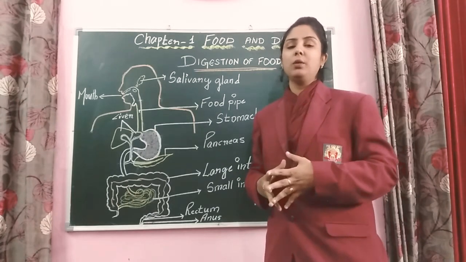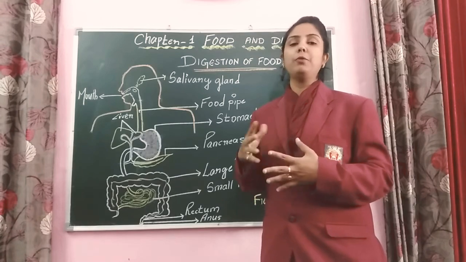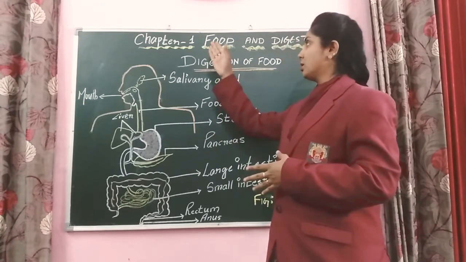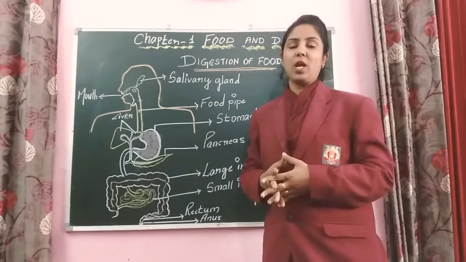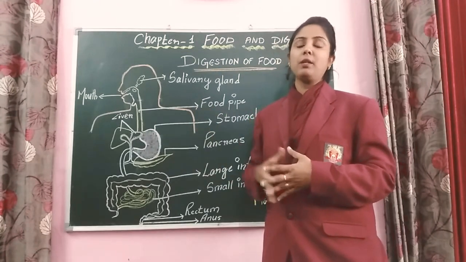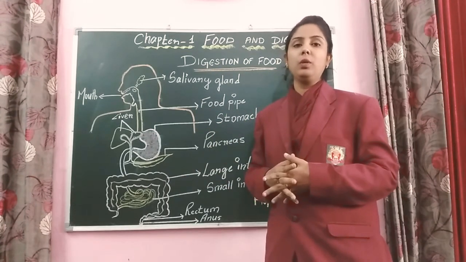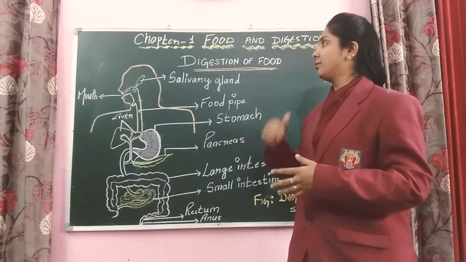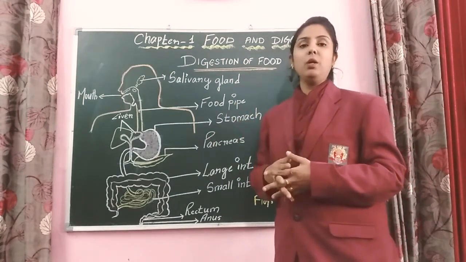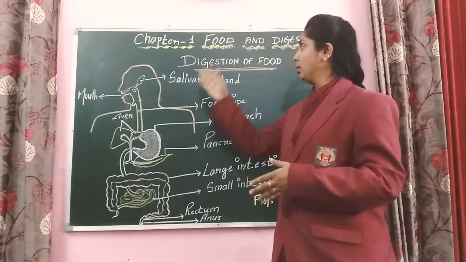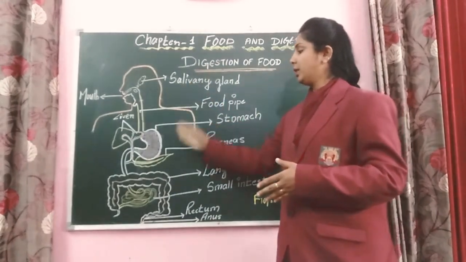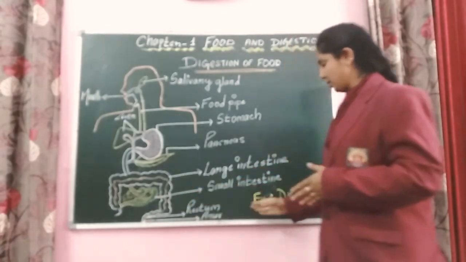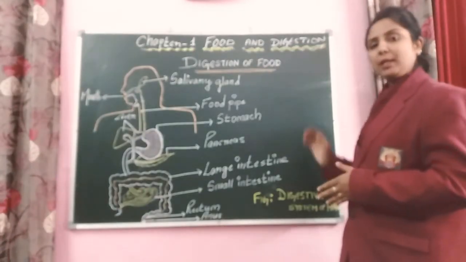In the first video, I explained the food and digestion chapter. This is also the food and digestion chapter. In the first part, we saw what food is and what the different nutrients in food are. But in our next video, this video, I am going to explain the digestion of food with the diagram, that is the digestive system of man.